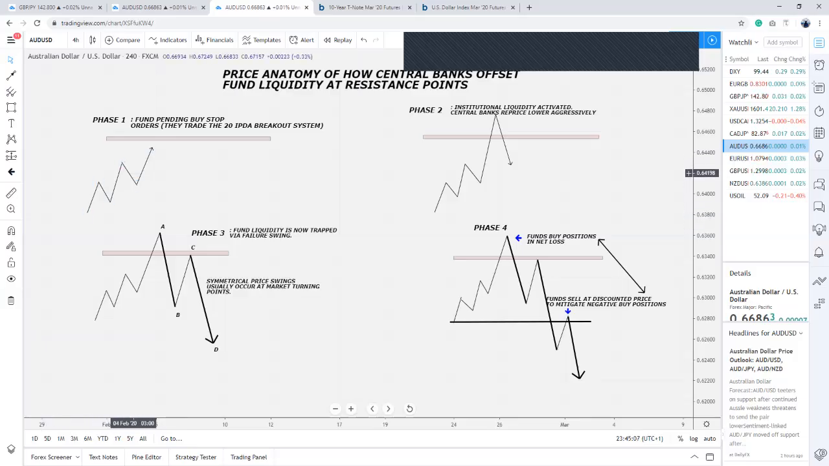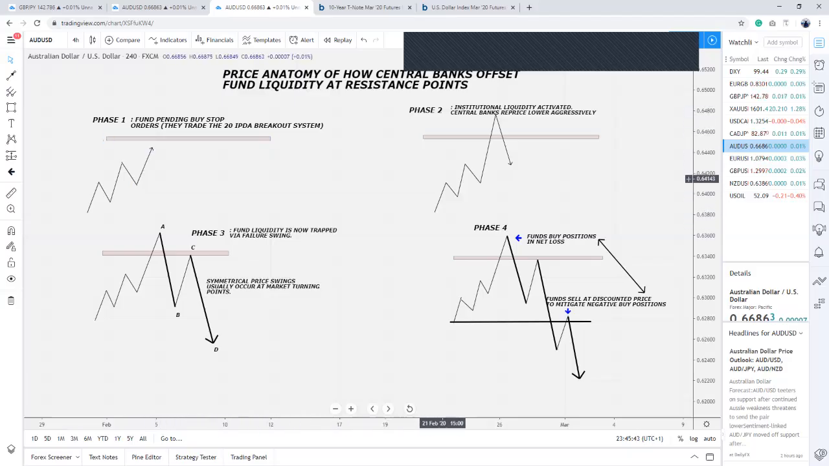You're going to see higher swing points. And what's going to happen is as price starts to trade higher, the funds are going to have pending buy stop orders resting around higher time frame resistance level. The funds are expecting a breakout of that level for price to continue the underlying trend, which is the bullish trend. Like I explained, the funds trade a 20-day IPDA breakout system. So you're looking for that breakout for a continuation move.